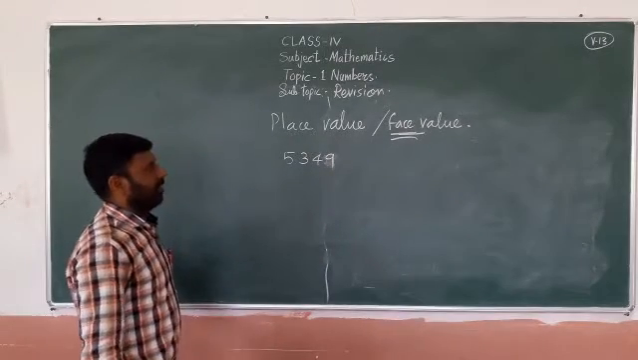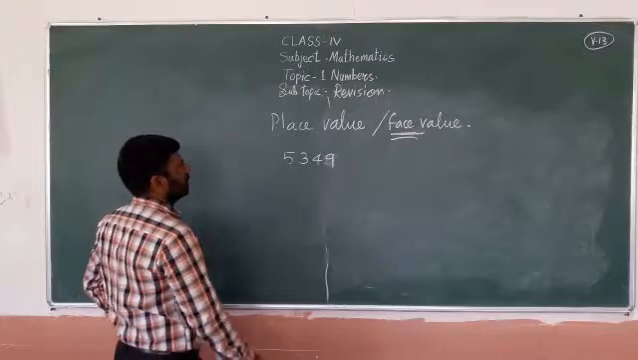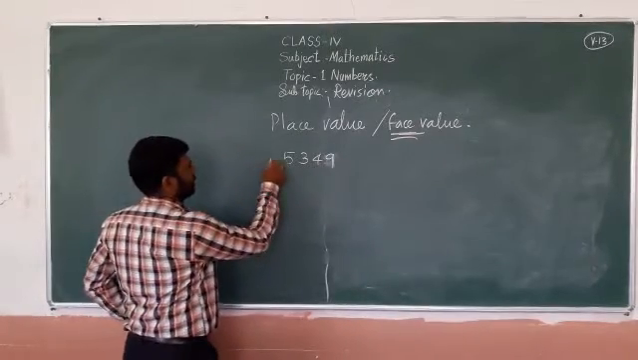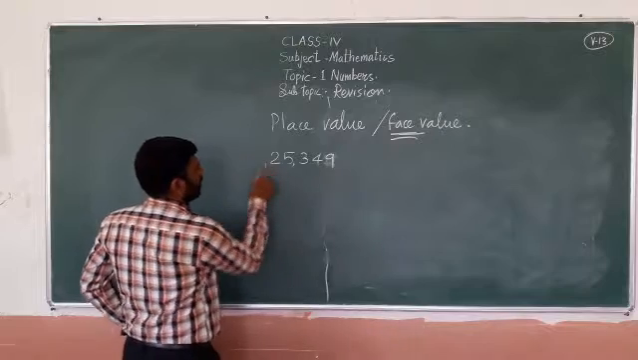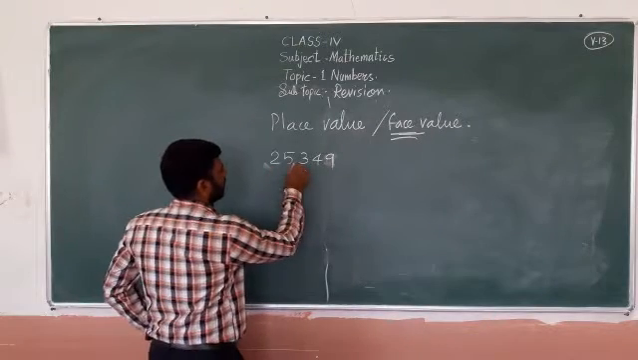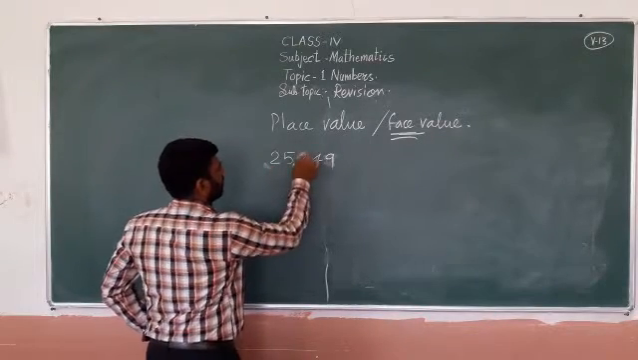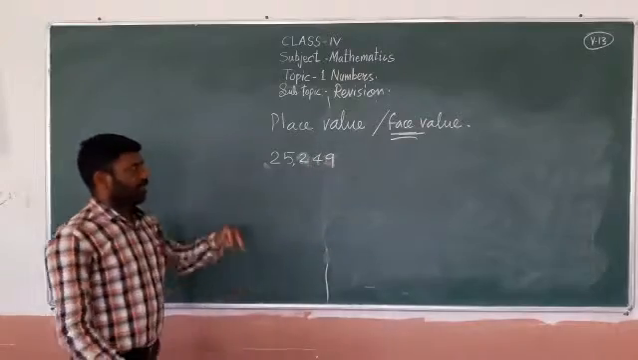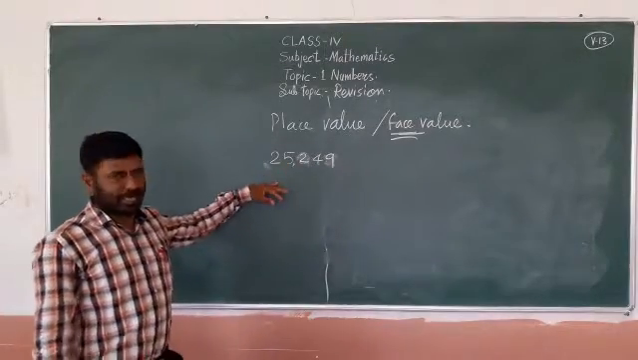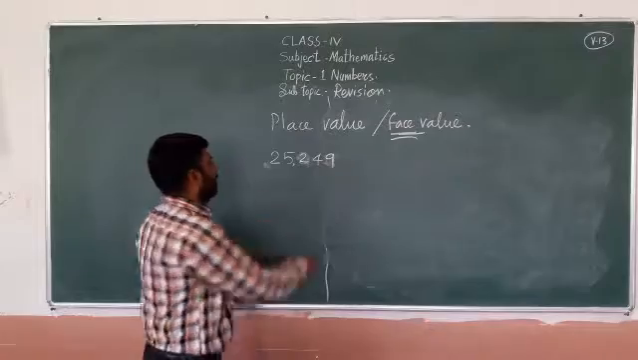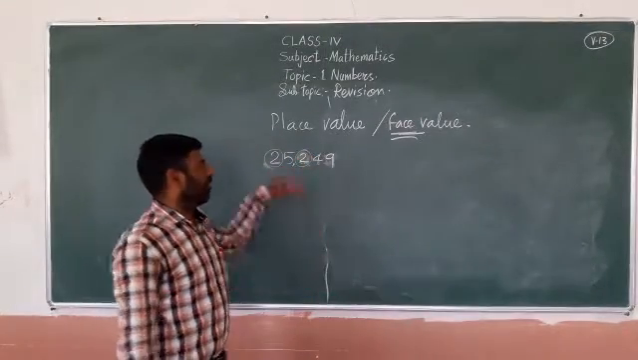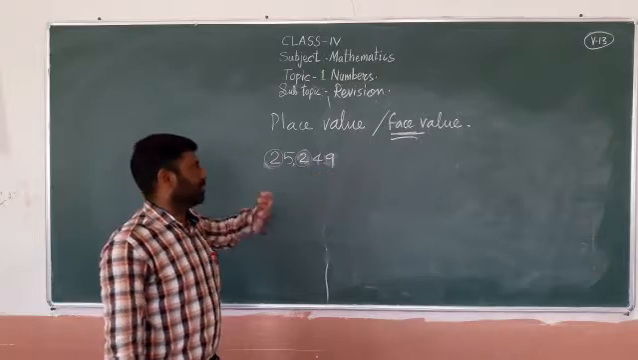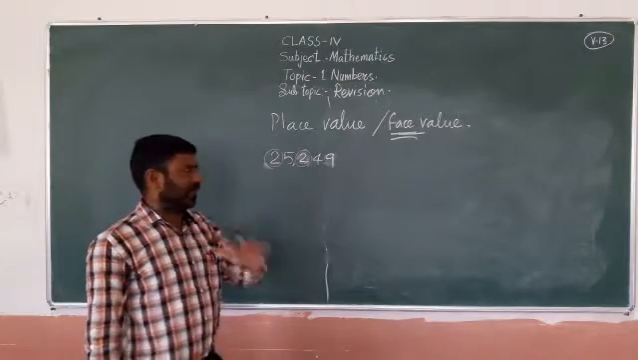Find the place value of 25,249. Suppose the question is like this: find the place value of 2 in the following number. Very simple. Shortcut method I will tell you.